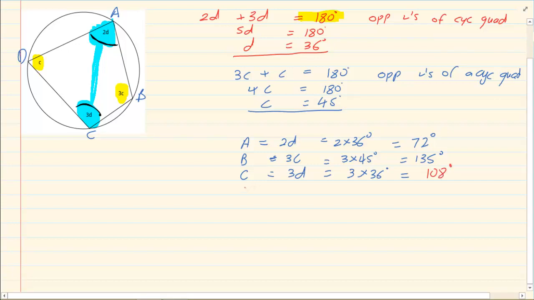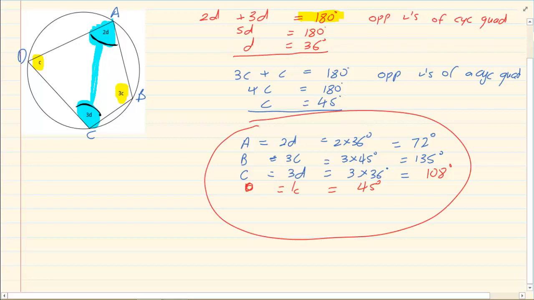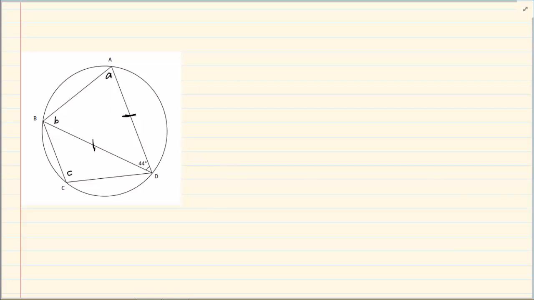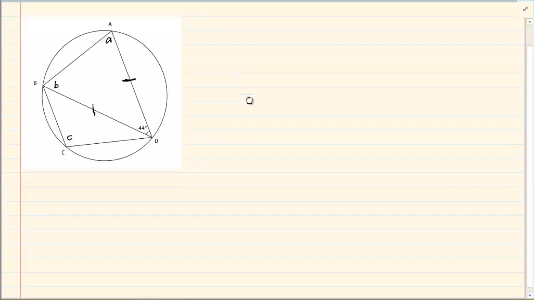Then we've got D is equal to 1C, which is equal to 45 degrees. If they don't ask this, you don't need to answer it. Usually they'll say, calculate the value of D, calculate the value of C. Let us look at the following rider.